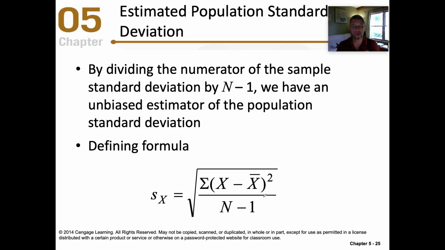The same thing is true for calculating the estimated population standard deviation. All right, by dividing the numerator of the sample standard deviation by n minus 1, we have an unbiased estimator of the population standard deviation. The formula, again, is the same as the formula for the standard deviation, except that we're going to divide by n minus 1 instead of n. All right, this again removes some of the bias in our estimation.